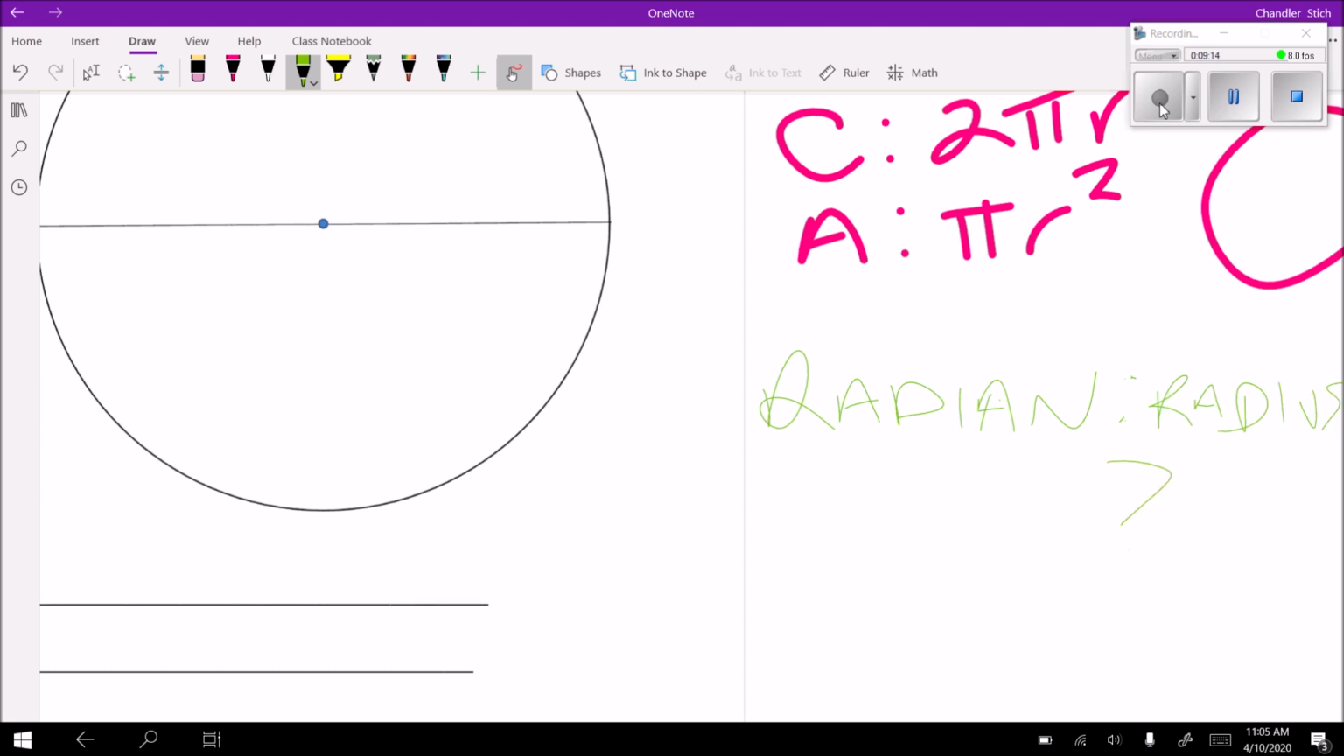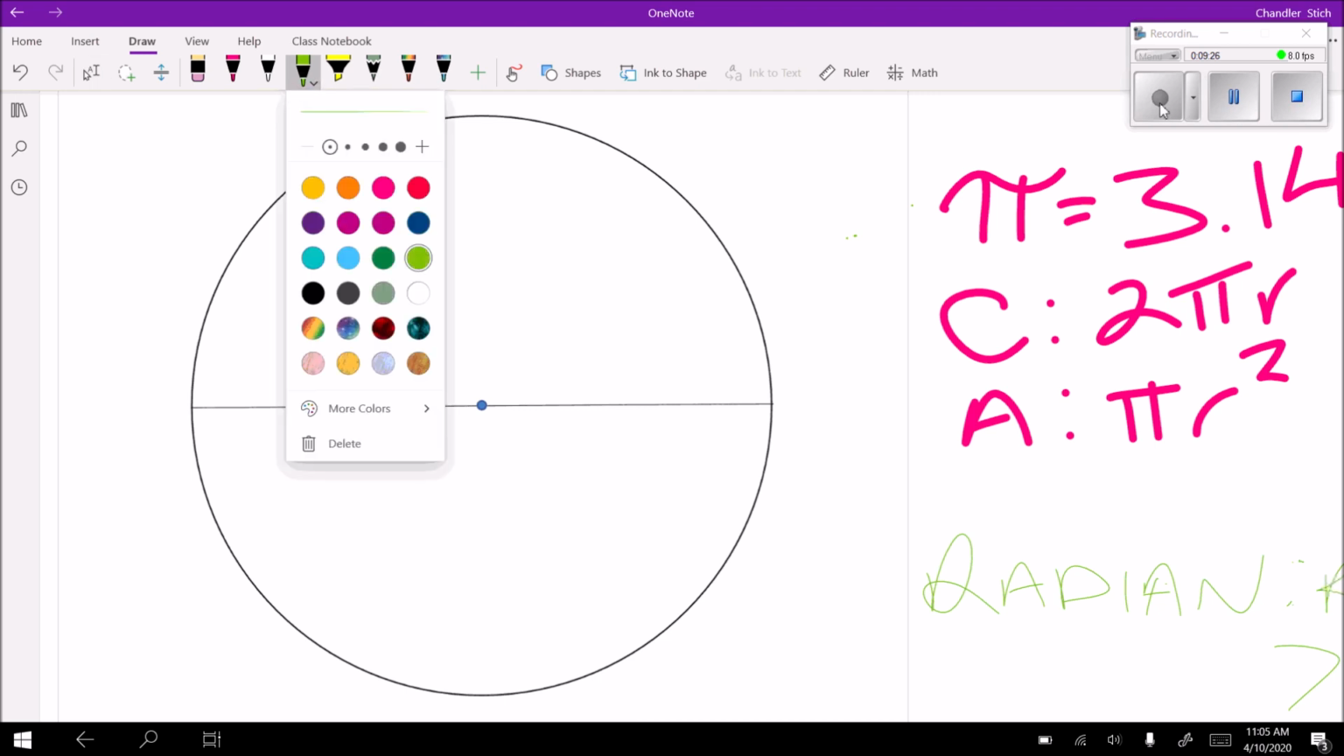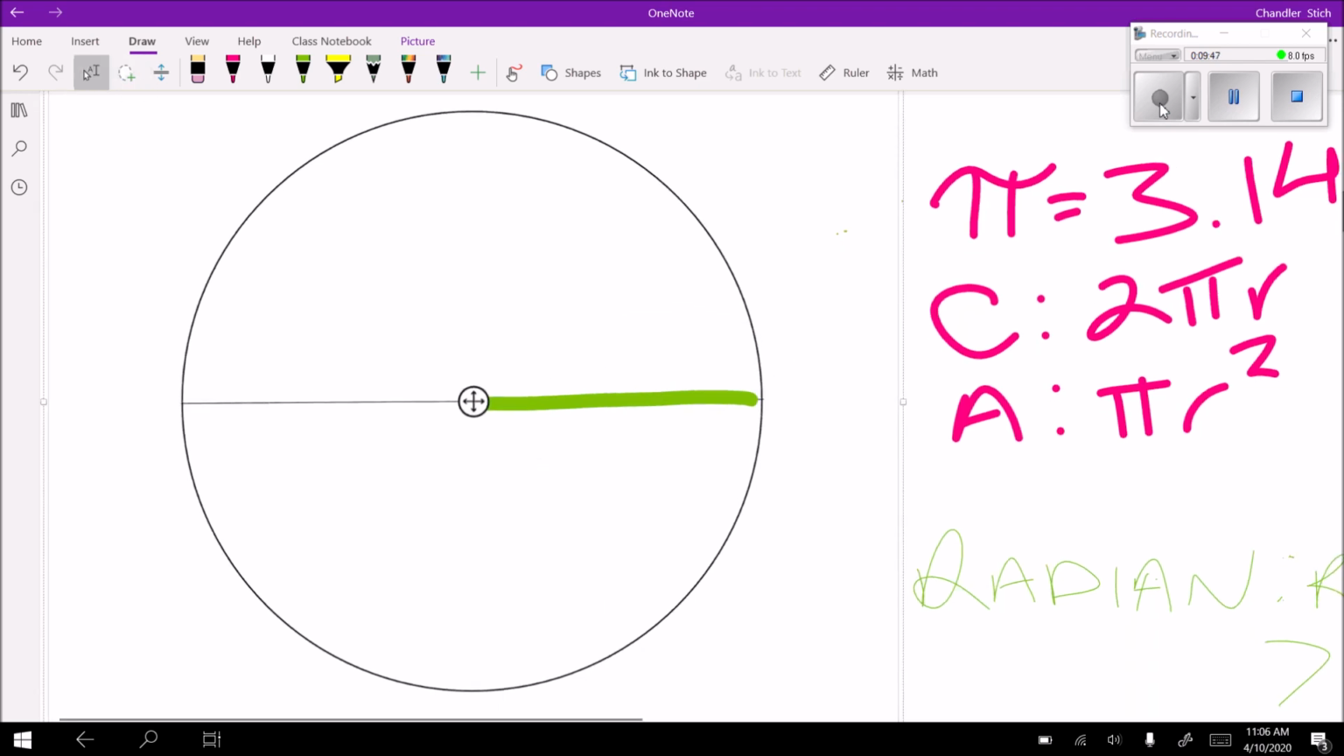I'm going to put a big question mark there because that should kind of spark your interest. Radian and radius sound very similar. So the question becomes, okay, well, what is a radian? Here's our circle. Here's our radius. The radius will be in green. Now, my radian is essentially what happens if I take this green line, and I start here, and I wrap it around the circle like that.